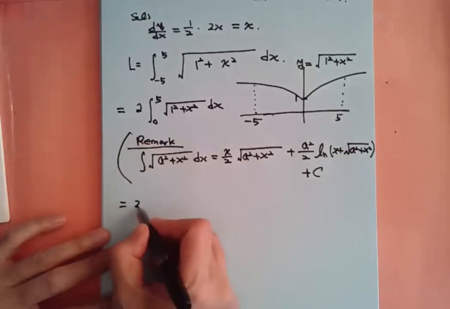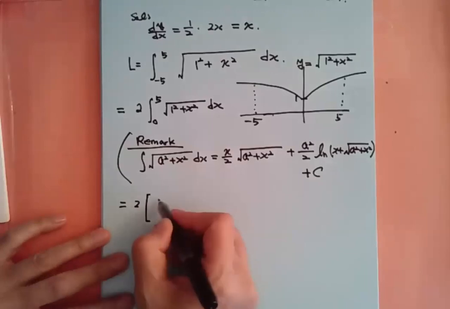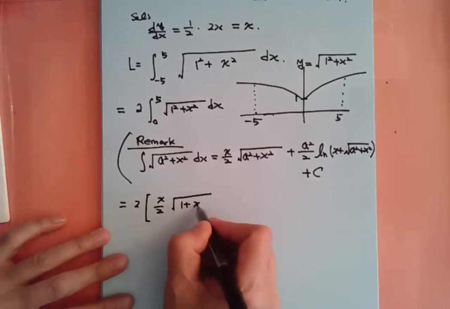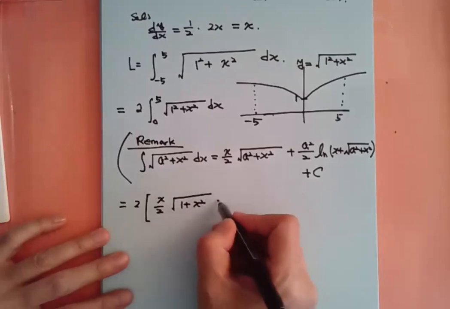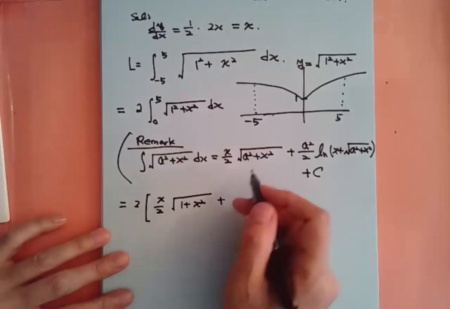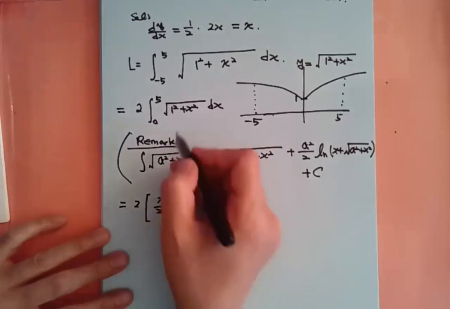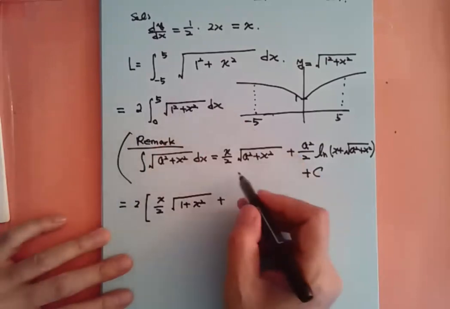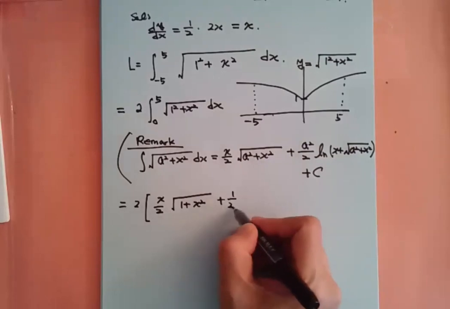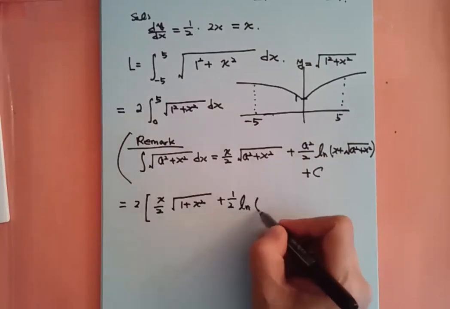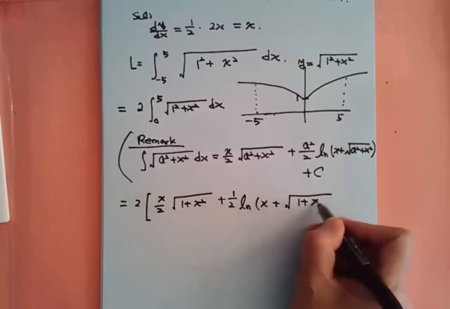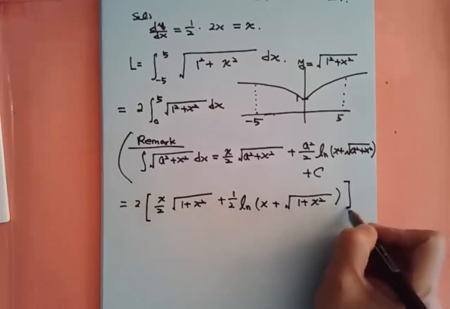And then that is 2 times x over 2 square root of 1 plus x squared plus, because a is 1, right? A is 1. So we just do substitution. So 1 over 2 natural log of x plus square root of 1 plus x squared, from 0 to 5.